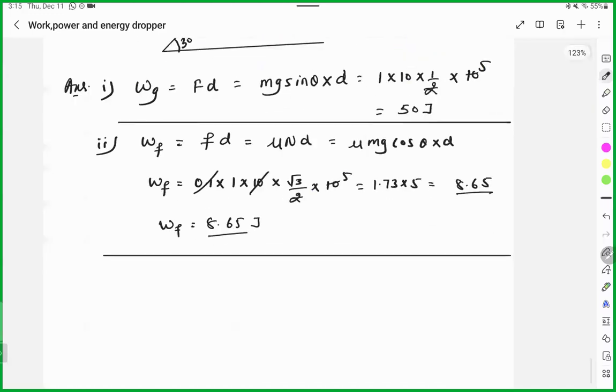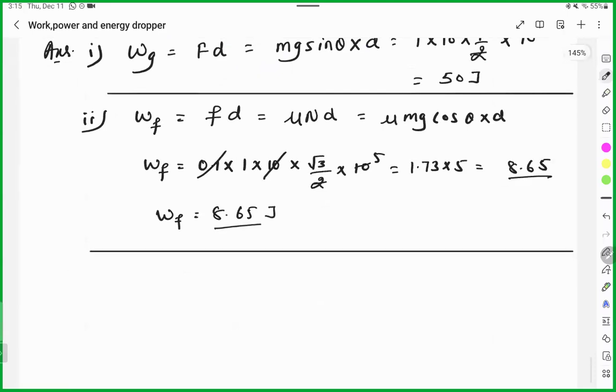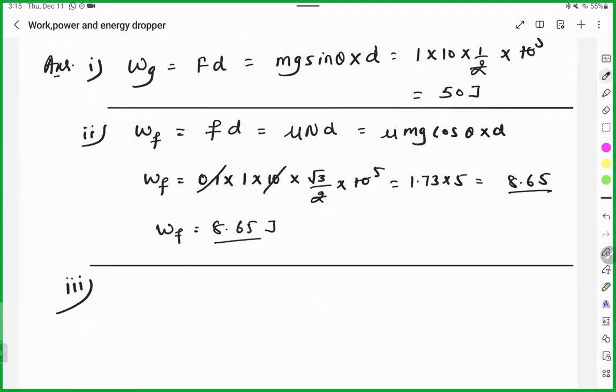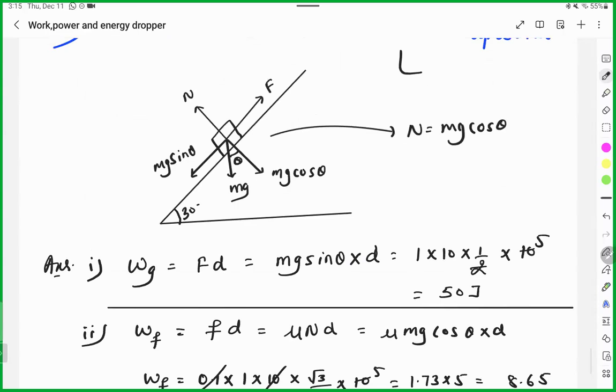Last, third part, acceleration. You know acceleration in the upward direction. When you are applying force in the upward direction, this is the acceleration in the upward direction. You have to see what are the forces acting in the upward direction and the forces acting in the downward direction. Correct? If you are moving up, then the force acting in the downward direction is friction and mg sin theta, right?